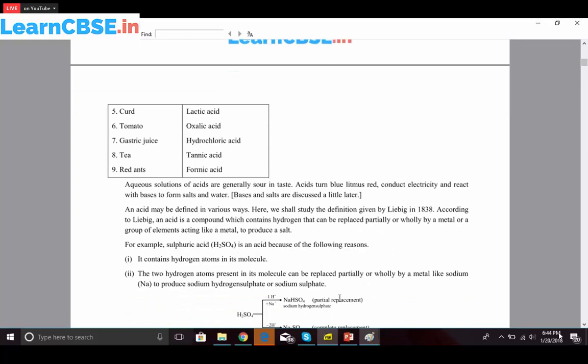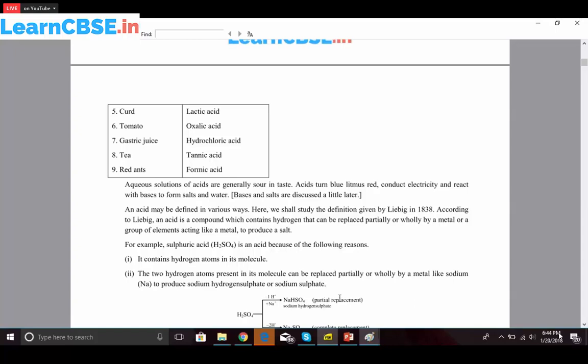Okay, so how can we find out whether something is an acid? We can use litmus paper. Litmus is just a pigment which we get from plants. There are two litmus papers: one is the red litmus, another one is the blue litmus. If you use the blue litmus and it turns red, that indicates the presence of an acid.